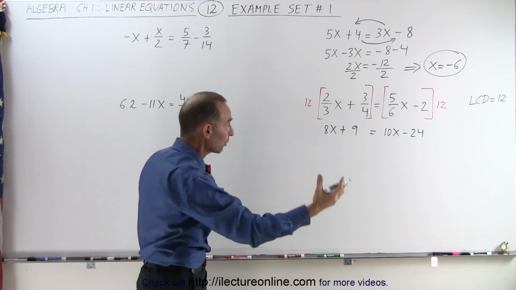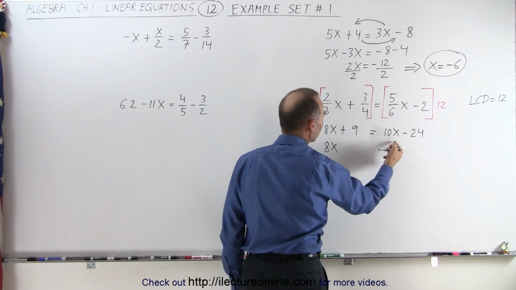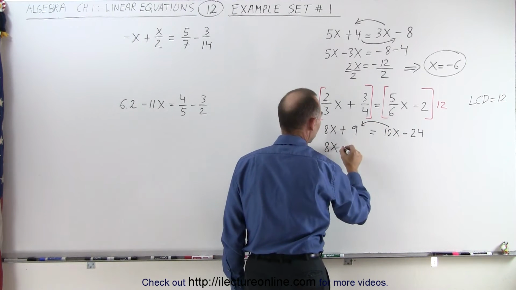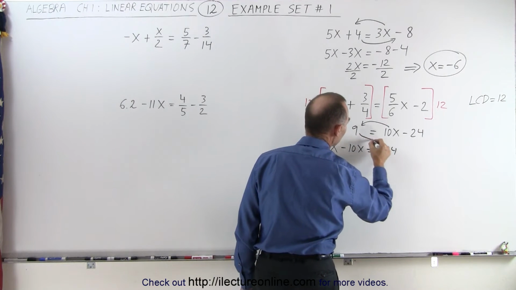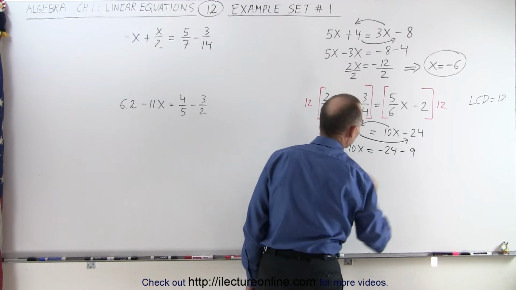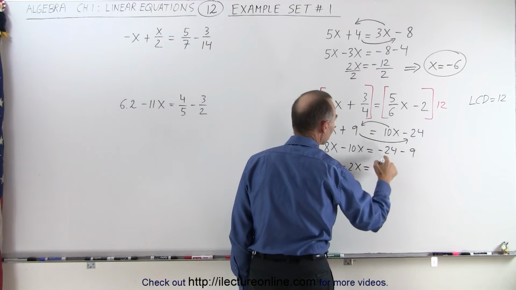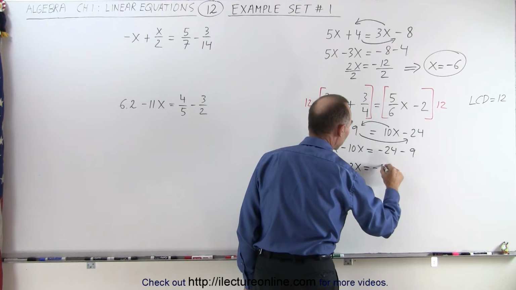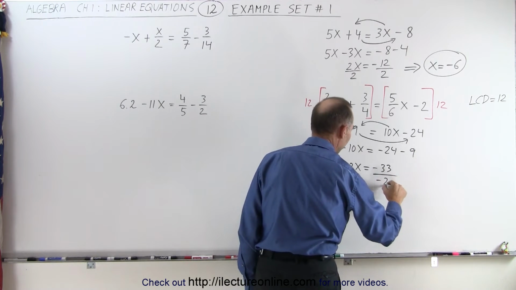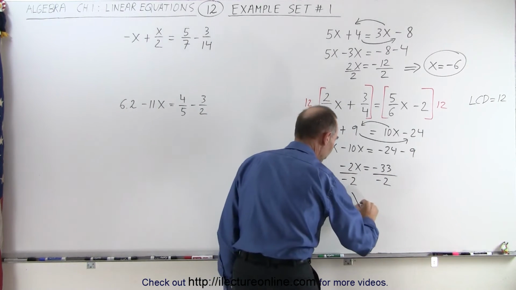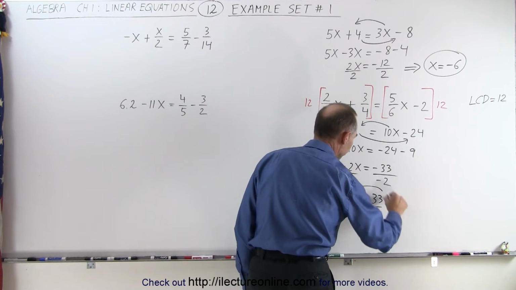We simply move all the terms with the x to the left side, all the numbers to the right side. So we have 8x. This becomes, when we move it to the left side, a minus 10x equals minus 24. We bring the 9 over here, it becomes a minus 9. 8x minus 10x is a minus 2x equals minus 24 minus 9 is minus 33. Now we divide both sides by the numerical coefficient in front of the x. The negative 2's cancel, so x is equal to 33 divided by 2.